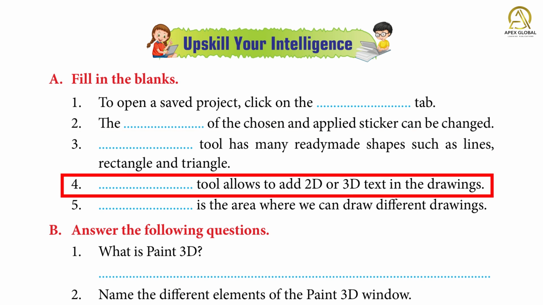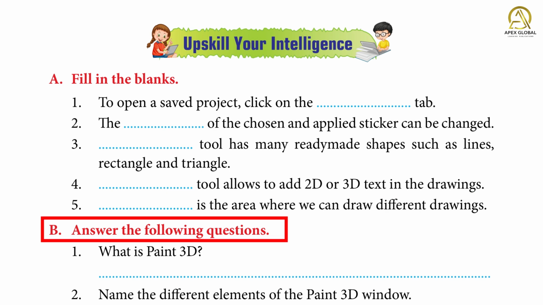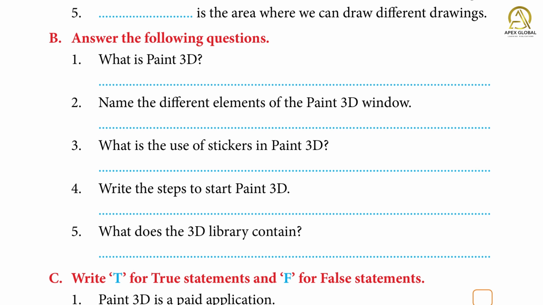4. Dash tool allows to add 2D or 3D text in the drawings. Answer: text tool. 5. Dash is the area where we can draw different drawings. Answer: 3D paint window. B. Answer the following questions. 1. What is Paint 3D? Answer: Paint 3D is a free application with the addition of creating and editing 3D images in a Paint program.